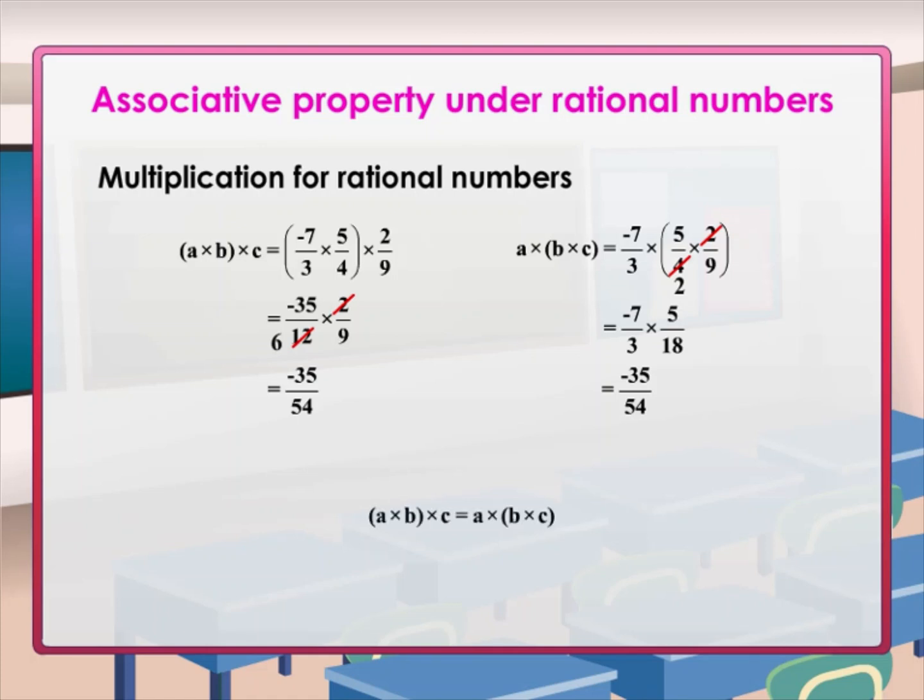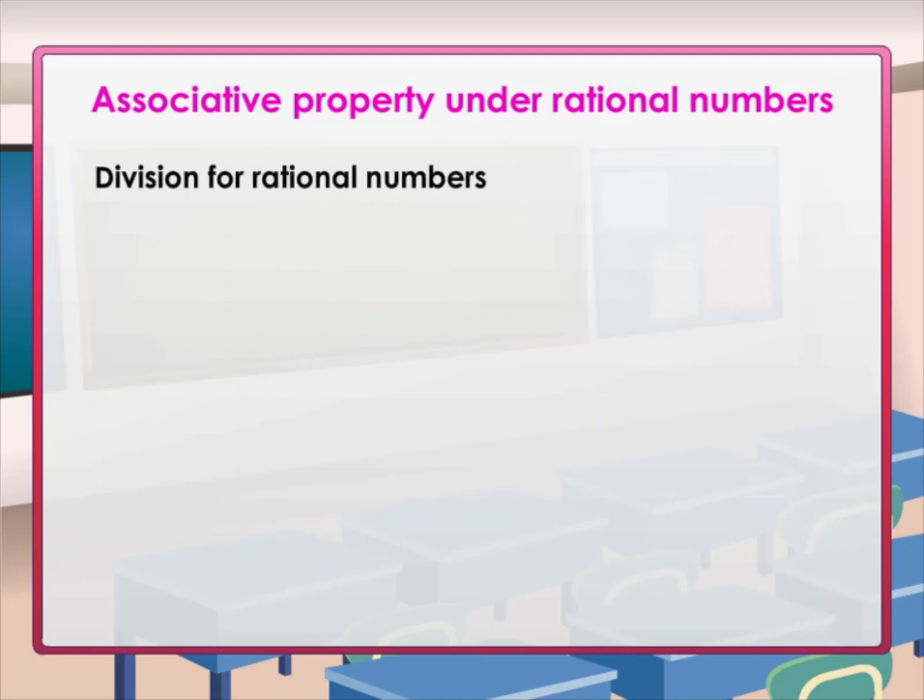That is, for any rational numbers a, b and c, a multiplied by b, multiplied by c, is equal to a multiplied by b multiplied by c, with the grouping changed. Now let us take a look at division for rational numbers. So we follow the same method. We take 3 rational numbers a, b and c. So we first divide a by b and then we divide the result of this by c.